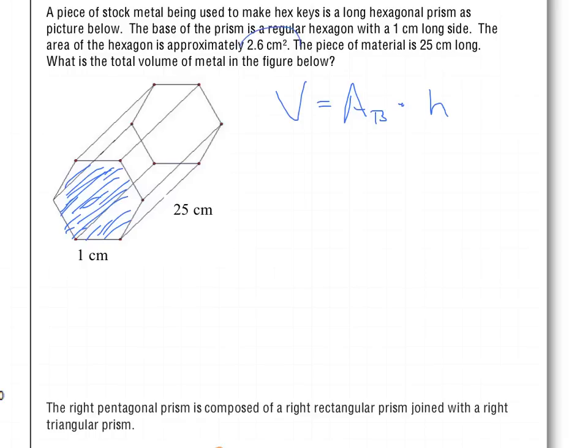So looking here, this tells us that the area of the hexagon, which is the area of our base, is 2.6 centimeters squared, so 2.6. And how many layers do we have? Well, if I was layering up these hexagons, I'd have 25 centimeters of layers.